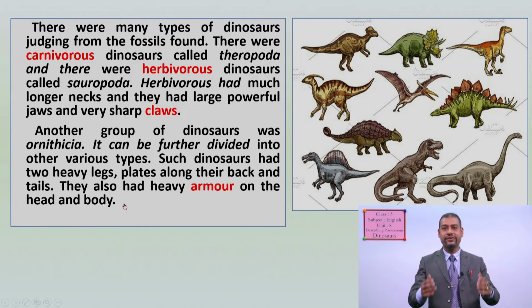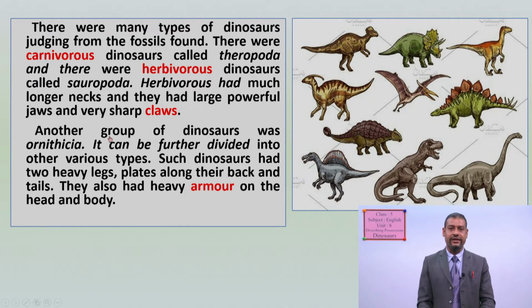Now you have to read with me, okay? So let's start. There were many types of dinosaurs. Judging from the fossils found, there were carnivorous dinosaurs called theropoda, and there were herbivorous dinosaurs called sauropoda. Herbivorous had much longer necks and they had large powerful jaws and very sharp claws.